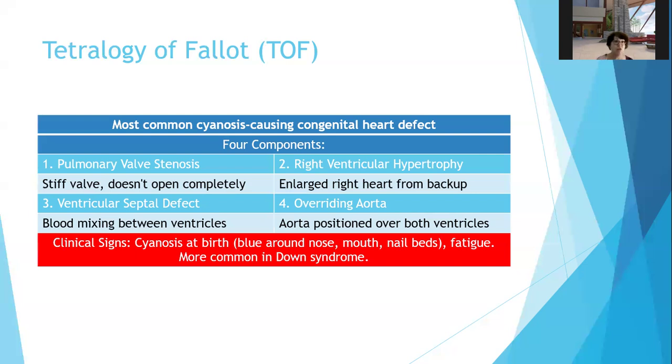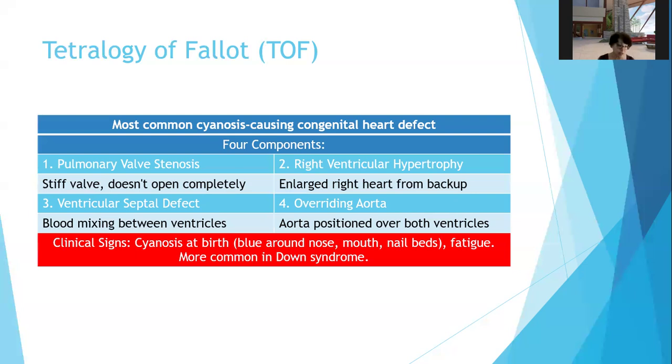The condition is four separate defects that combine to cause significant problems getting oxygenated blood pumped through the body. So you have pulmonary valve stenosis. The pulmonary valve is stiff and narrowed and doesn't open completely. And you have right ventricular hypertrophy because the right ventricle is having to work harder against that pulmonary valve stenosis. And you have a ventricular septal defect, blood mixing between the ventricles. And you have what's called an overriding aorta, where the aorta is positioned over the ventricles.